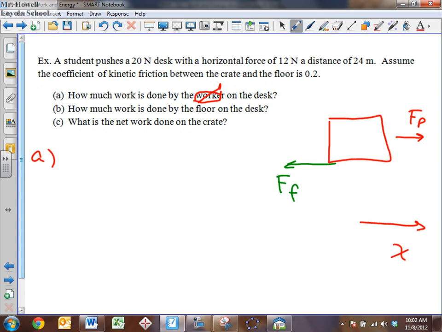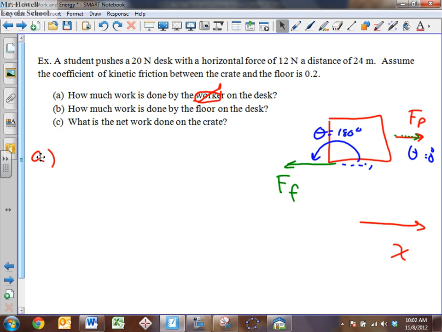If I move my x direction up here and overlap it, isn't that angle going to be 0? But if I move my x direction and overlap it with FF, this FF angle is going to be 180. That's where this comes into play, whereas this angle right here is 0. So when I'm looking at part A, with the work done by the student, I'm looking at the push from the student, so the theta value in part A is 0.